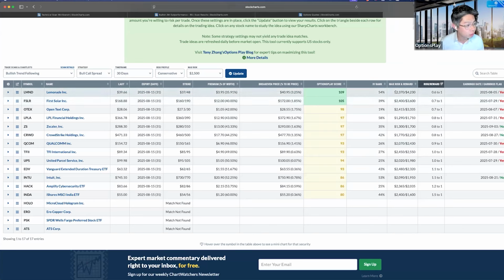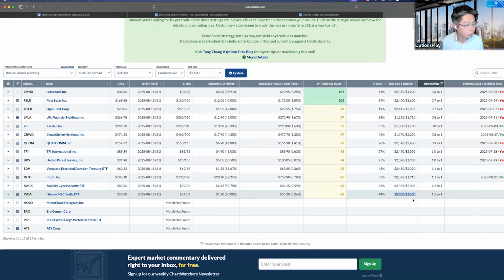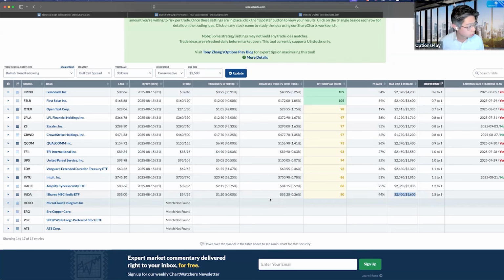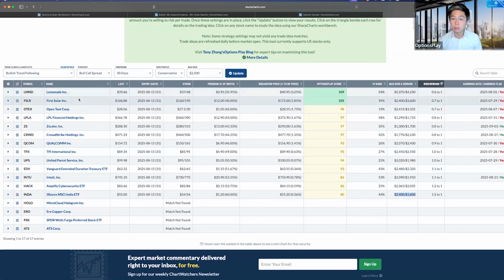So for $2,300 worth of risk, I can potentially make $4,200, versus if I look at this India ETF, INDA, I'm risking $2,400 to only make $1,600. So my risk to reward, as you can see on INDA, is much worse than if I were to buy a debit spread on Lemonade, right? So basically, this does all of the work for me no matter what strategy you trade, especially when you're trading multi-leg strategies.